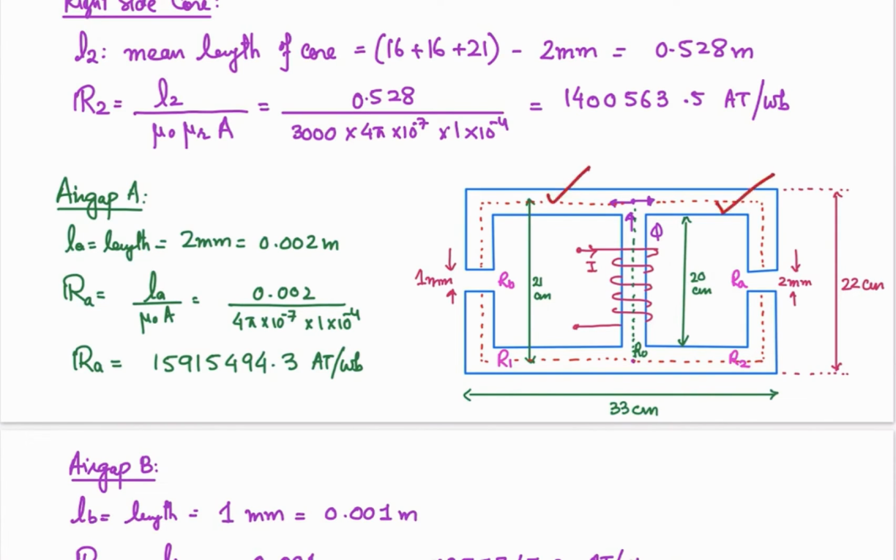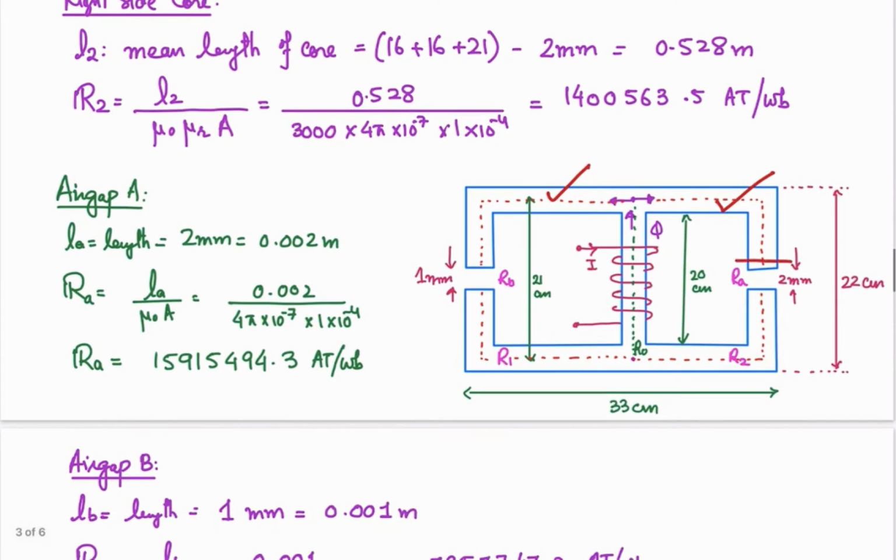Now we are going to work out the reluctance of this air gap over here. The length is 2 mm, so that is equal to 0.002 meter, and for reluctance, length over mu naught A, this is the length, this is mu naught, and the cross sectional area is assumed the same as that of your core, neglecting the effect of the spread of the magnetic lines of force, that is the fringing effect. If that were there, you would have to increase this cross sectional area accordingly.